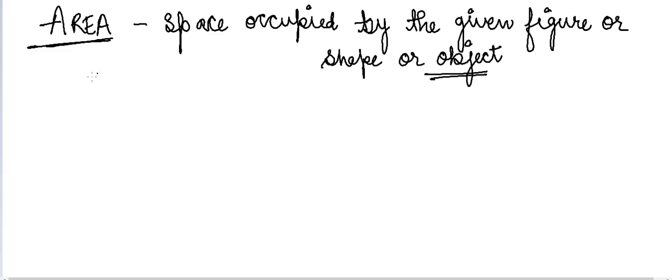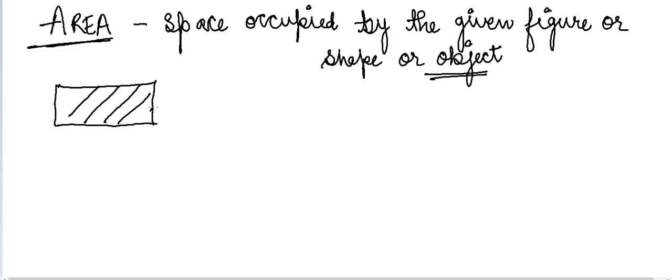Let us see an example. If I want a whiteboard, I am having a whiteboard. I want to paint this whiteboard into black, as I like blackboard more. So how much paint is required to paint this surface? As I am going to cover the whole surface, I must know the area of this object.